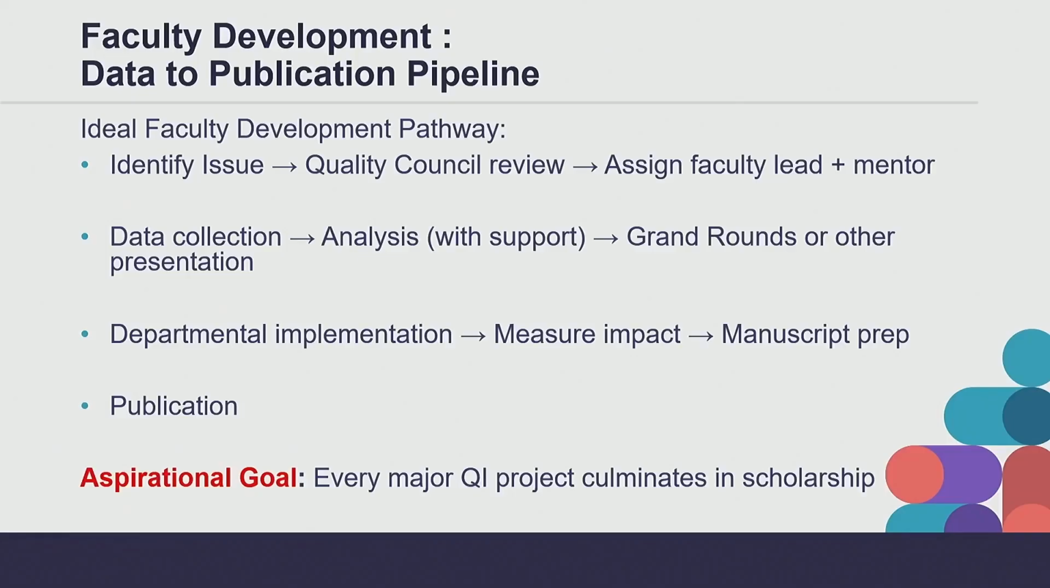And then, of course, there's, you know, the data to publication pipeline. Ideally, you identify an issue. We have a quality council review. We get some faculty involved, hopefully some mentorship, collect the data. We have a lot of data. I'll talk about that in a moment. We have a lot of analytics support, actually, and we have a statistician. I got here a year ago, and I was like, wow, this is magical. And then present, hopefully, and go ahead and publish.